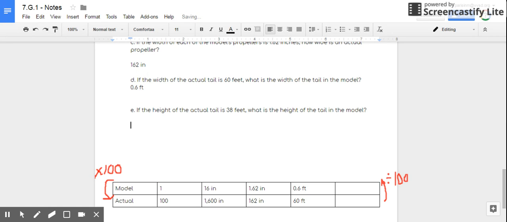Last problem, problem letter E. If the height of the actual tail is 38 feet, what is the height of the tail in the model? It's saying the actual tail is 38 feet, so the actual goes in the denominator. So then we have 38 feet. If we're trying to find the model, going from actual to model, bottom to top, we're dividing by 100. So 38 feet divided by 100 is 0.38 feet. So to answer our question, the height of the tail in the model is going to be 38 hundredths of a foot.